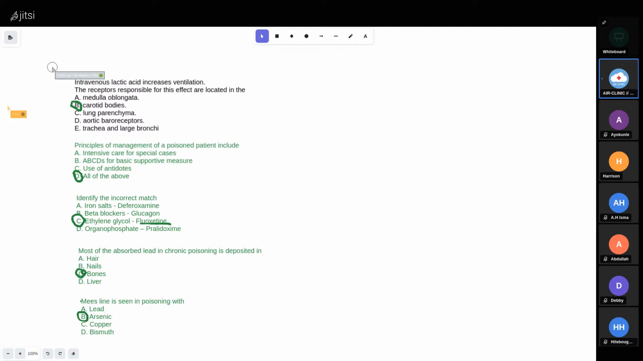So the next question again is related to ingestion of methanol. Which is a recognized complication of methyl alcohol?